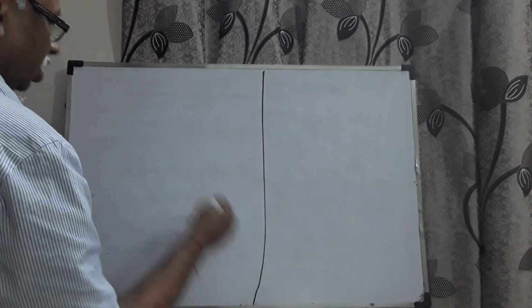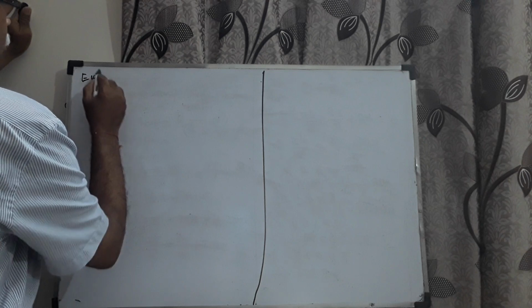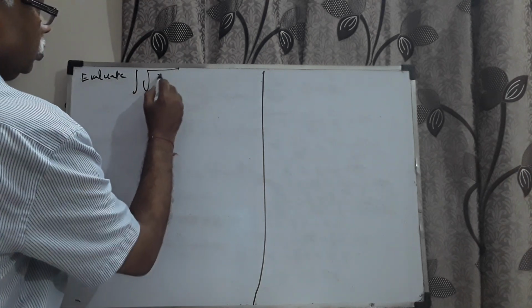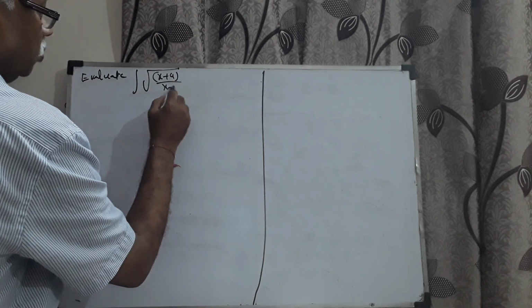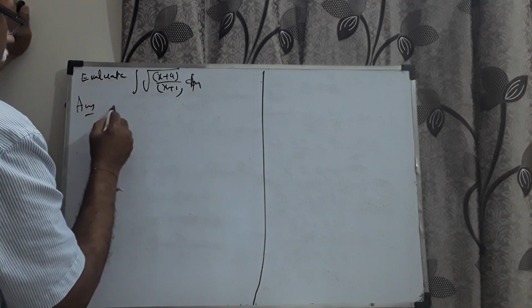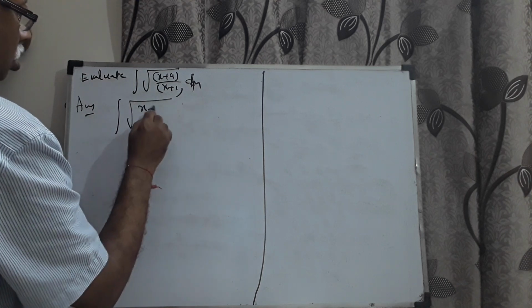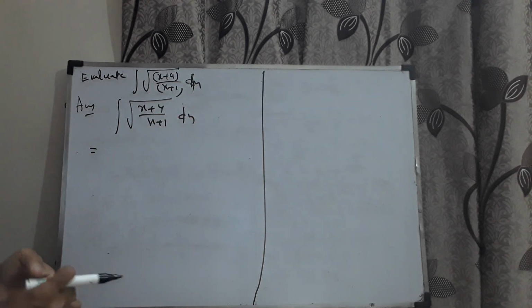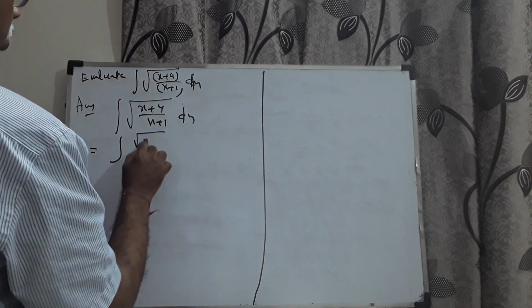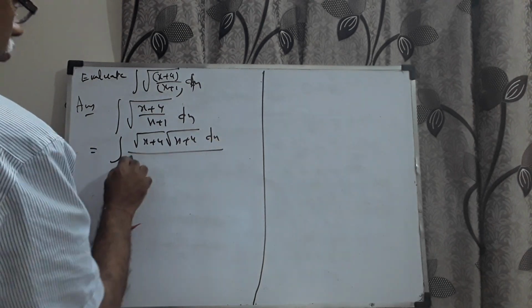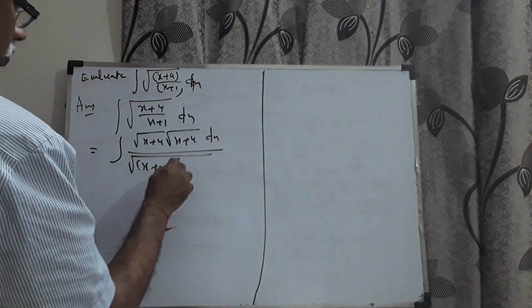Now, let me think about the next problem. Evaluate integral of root of (x plus 4) by (x plus 1) dx. It's not a difficult problem. Just listen here to how we go about it. What I will do is, I'll multiply and divide by root of x plus 4 in the second step: root of (x plus 4) dx divided by root of (x plus 1) into (x plus 4).